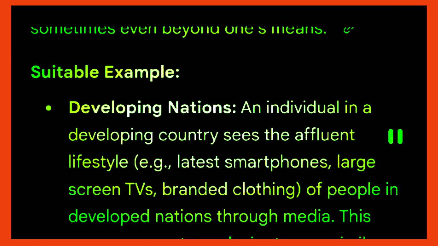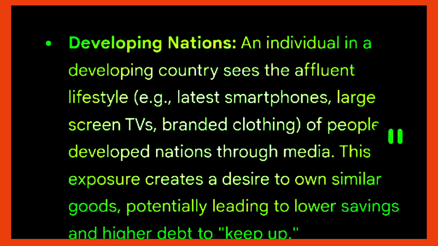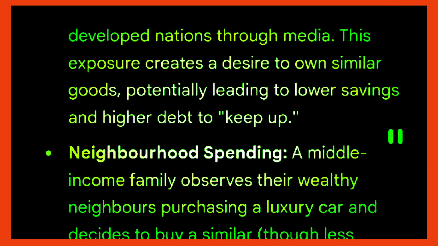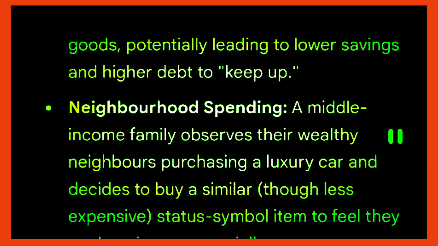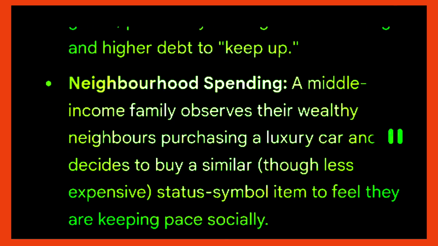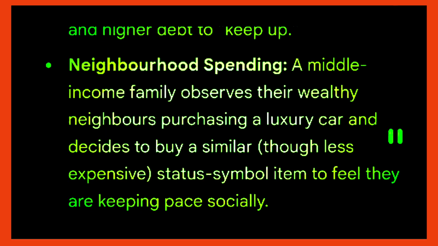Suitable example: developing nations. An individual in a developing country sees the affluent lifestyle, e.g., latest smartphones, large screen TVs, branded clothing, of people in developed nations through media. This exposure creates a desire to own similar goods, potentially leading to lower savings and higher debt to keep up. Neighborhood spending: a middle-income family observes their wealthy neighbors purchasing a luxury car and decides to buy a similar, though less expensive, status symbol item to feel they are keeping pace socially.